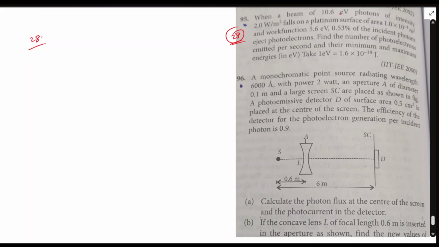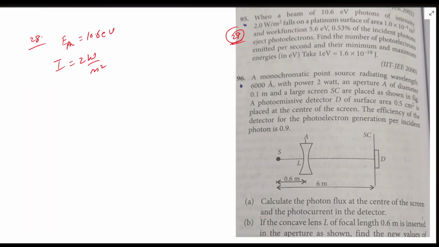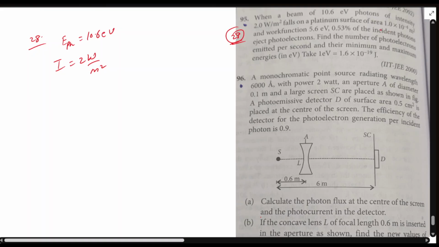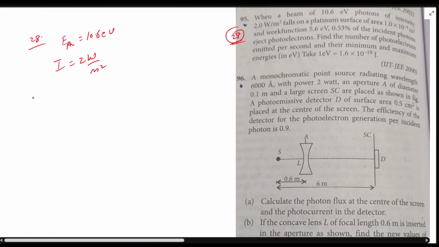When a beam of photons of intensity 2 watt per meter square, where the energy of the photon is 10.6 eV, falls on a platinum surface, we have a surface like this, right? The area of this surface is 1 into 10 to the power minus 4 meter square. The work function is also given, it is 5.6 eV. It is given that 0.53% of incident photons eject photoelectrons.